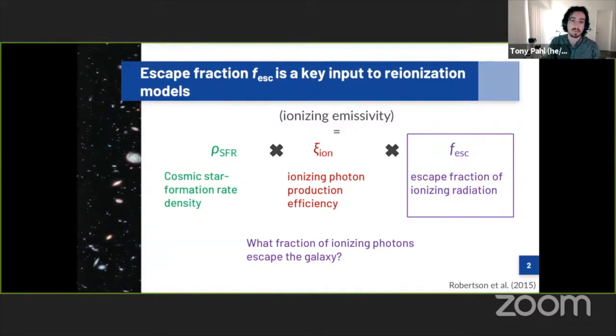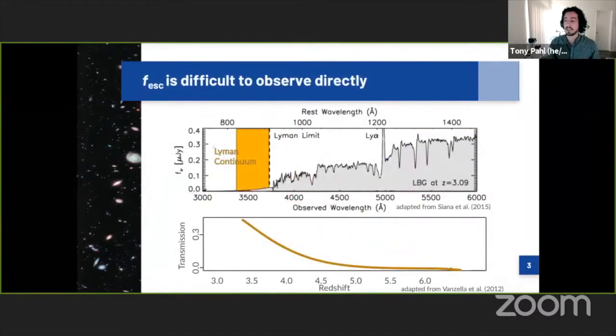So this is the parameter that I'm going to be focusing on in this talk that we're going to be trying to explore. F-escape is actually pretty difficult to observe directly. So here on the top, you can see a spectrum of a Lyman break galaxy at redshift 3. And highlighted in gold here, I have the Lyman continuum region at about rest frame 900 angstroms. These are photons that have enough energy to ionize hydrogen. So in order to directly constrain F-escape, we want to see the Lyman continuum directly.